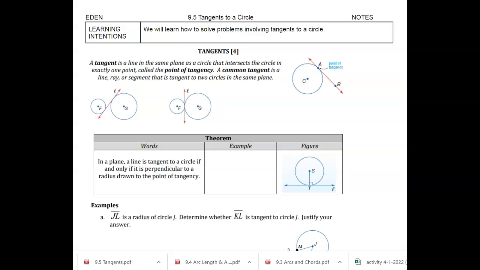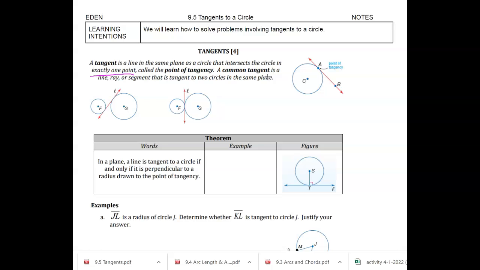So a tangent is a line or a segment or a ray that is in the same plane as the circle and it intersects the circle in exactly one point. I like to think of a tangent as touches the circle, okay? Where the line or segment touches the circle is called the point of tangency. That's it. So a common tangent could be a line, a ray, or a segment. It doesn't really matter.